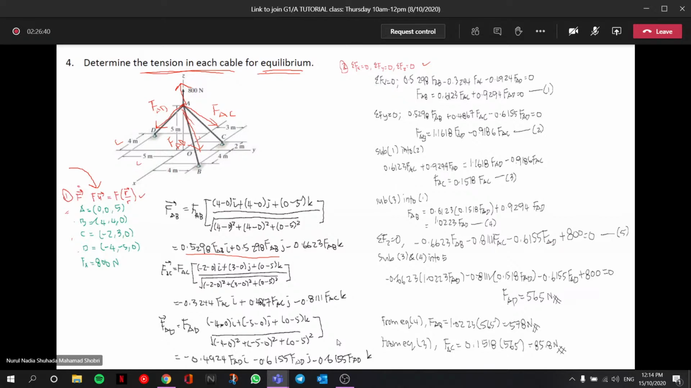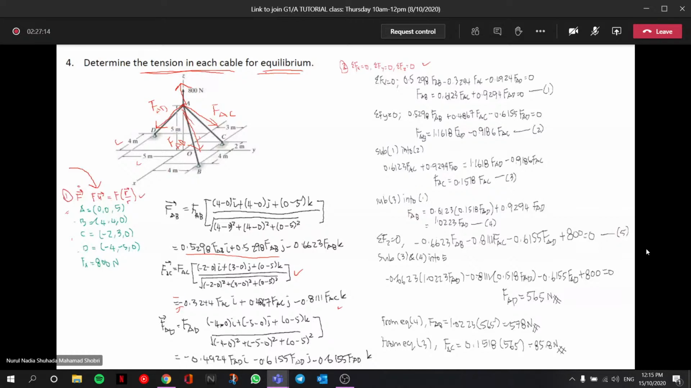Then using the same formula we find the vector FAC. This one is coordinate C minus A. You will get negative, I'm not sure if you can see it, but this is actually negative: negative 0.3 FAC i plus 0.67 FAC j minus 0.811 FAC k.